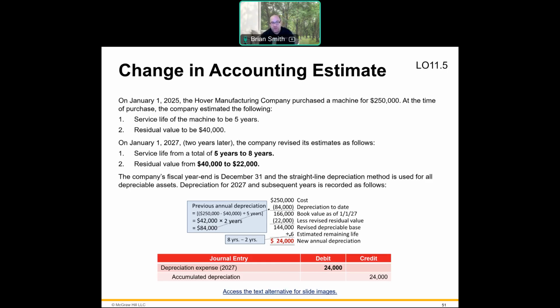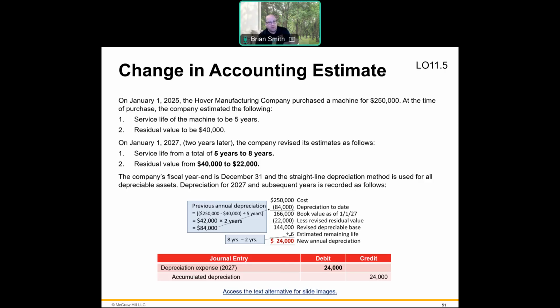We need to take the book value, $250,000. We're going to subtract out the new residual value of 22,000, but we're also going to subtract out our accumulated depreciation, which in this case is the $84,000. Once we do that, our depreciable base is 144,000. We divide that by 6, the remaining useful life in years. Our new annual depreciation is $24,000.